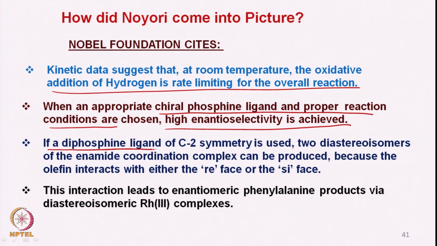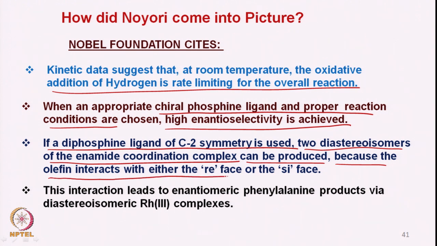If a diphosphine ligand of C2 symmetry is used, the two diastereomers of the enamide coordination complex can be produced, because the olefin interacts with either the re face or the si face. So if we have this enamide, which is what we see in William Knowles' work, and the attachment of the hydrogen occurs from either side, we are basically trying to induce a diastereomeric transition state. The two of them should have a large gap, and then we can get the corresponding enantiomeric purity through the diastereomeric transition state.